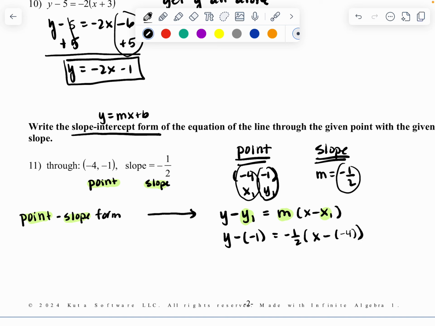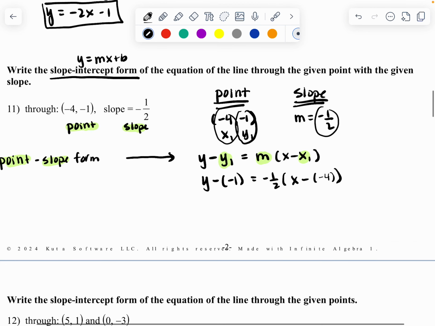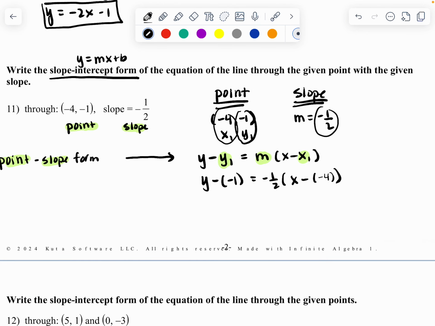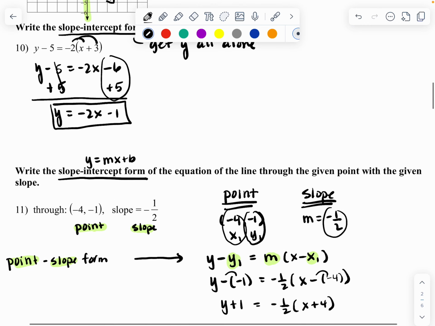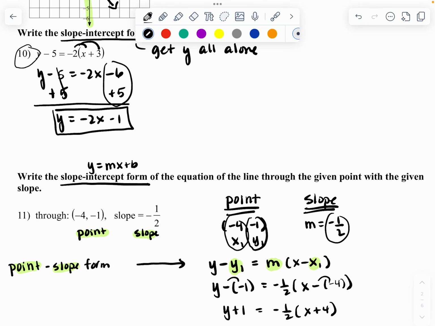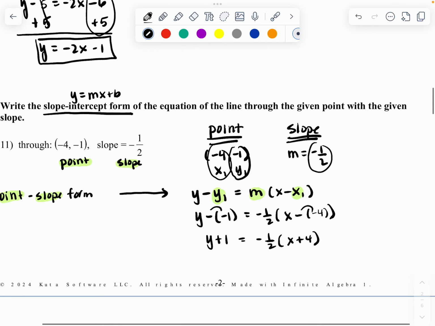Okay, so I just need to make this pretty and make it y equals, because it's pretty ugly at this point, right? So let's deal with these double negatives. Two negatives make a positive, so I have y plus 1 equals -1/2 times, again, two negatives make a positive, so that's x plus 4. Okay, now you guys, really at this point, it just becomes a question like number 10. Check that out. Same question, solve for y, make it pretty, okay?